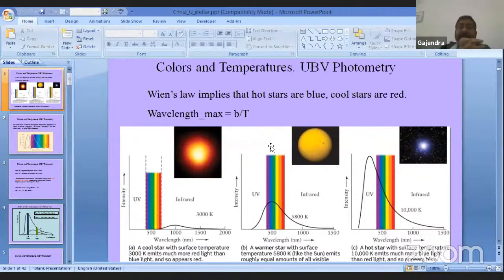See, B minus V color is the first step to study a star. First, roughly you know from the B minus V that the temperature is in this range. Then if you go to spectroscopy, from the spectrum you can get a much more refined temperature. So if you are interested in precise temperature determination, then I would say it is spectroscopy which would lead to precise determination of temperatures.